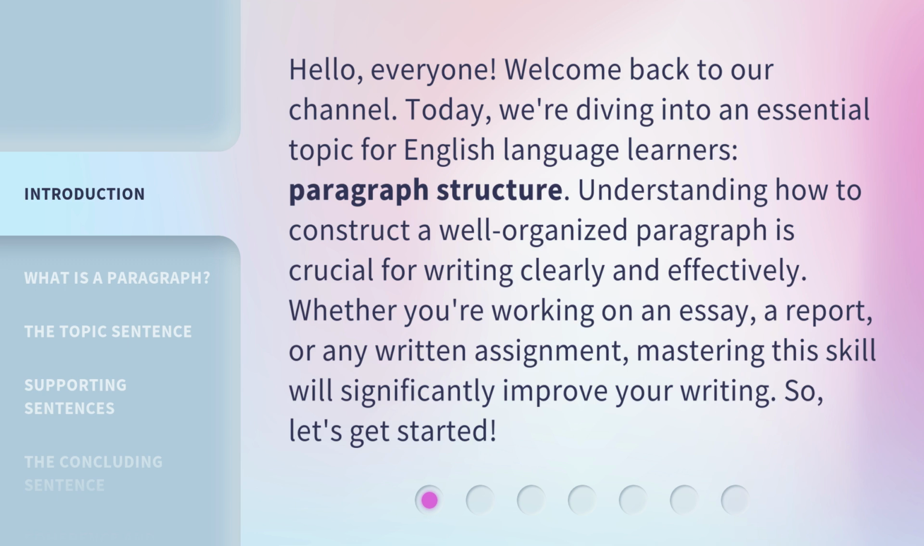Today, we're diving into an essential topic for English language learners, paragraph structure. Understanding how to construct a well-organized paragraph is crucial for writing clearly and effectively. Whether you're working on an essay, a report, or any written assignment, mastering this skill will significantly improve your writing. So, let's get started.